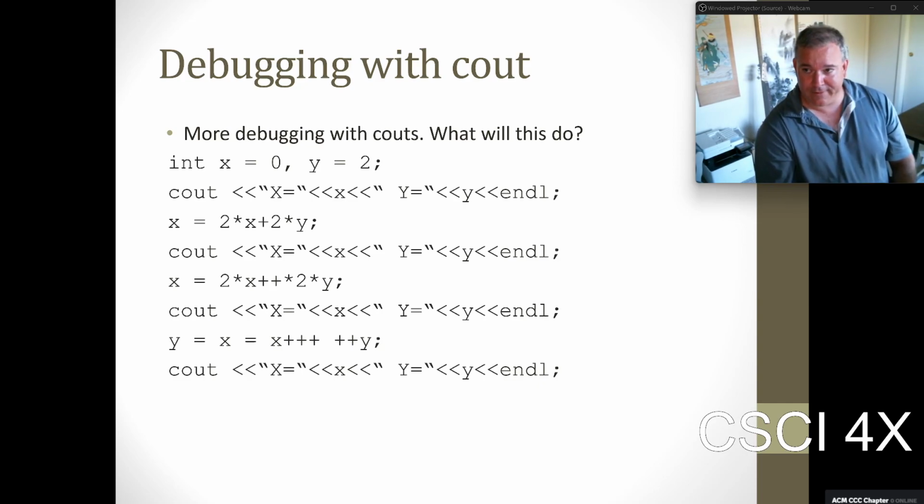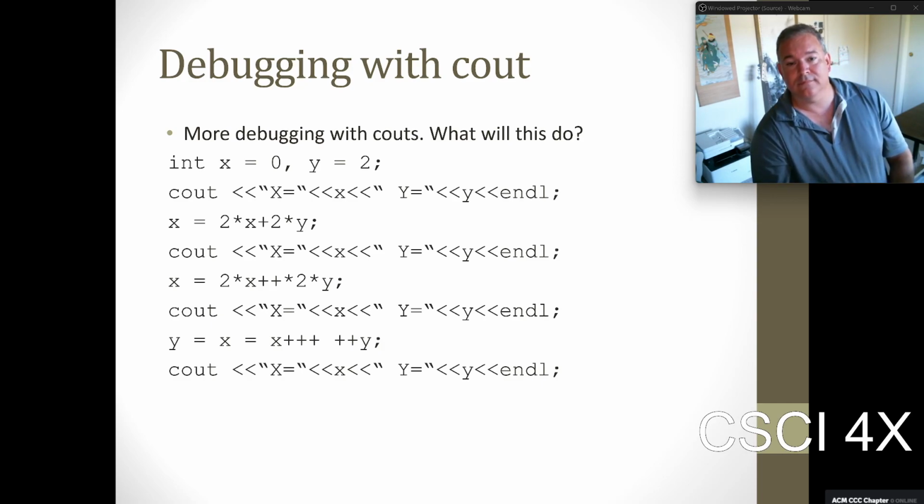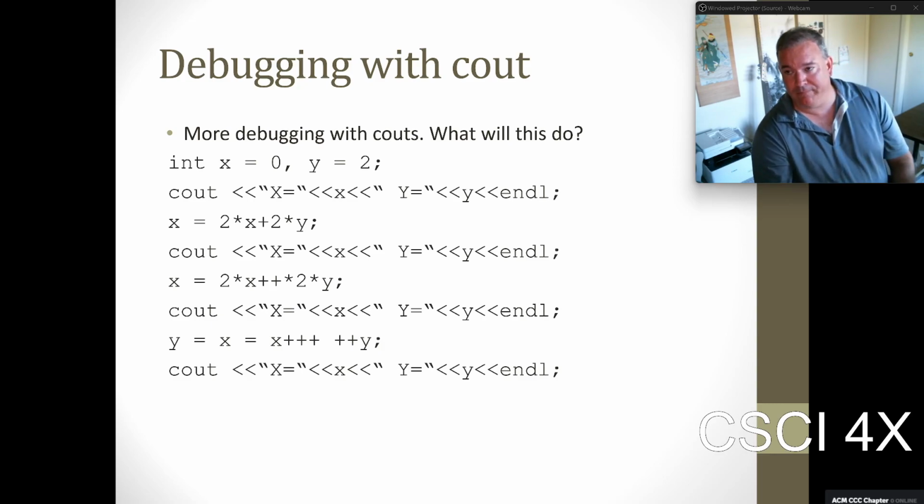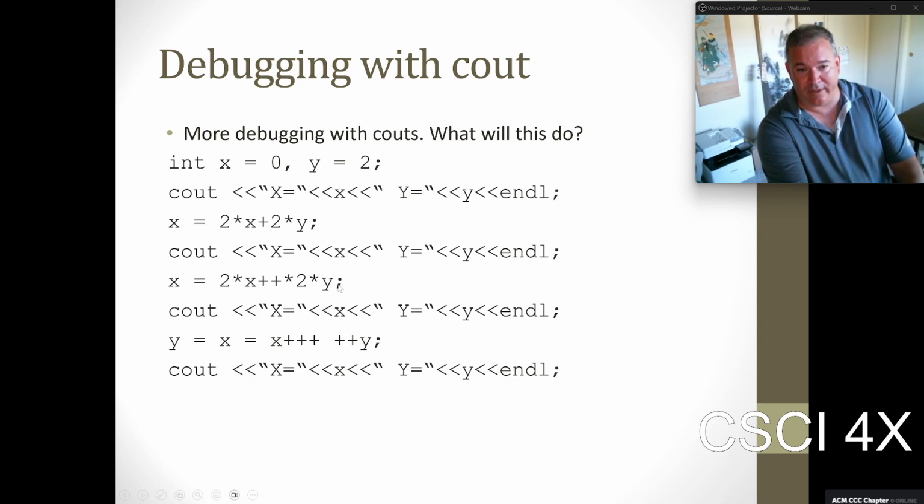4 is correct. Okay. And what is the value of y going to be? Did y change? No. So y is still going to be 2. Okay. Now the next line. We've got x is equal to 2 times x plus 2 times y. So y is still 2, x is 4.